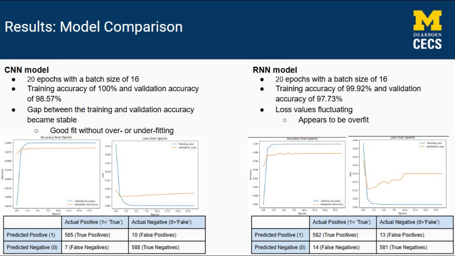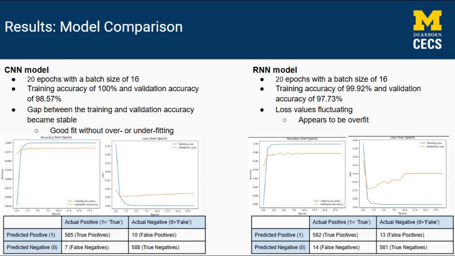So here is the comparison between the CNN model and RNN model. Both the models used 20 epochs and batch size of 16 for the training. For the CNN model, the training accuracy we achieved is 100%, and the validation accuracy is 98.57%. The gap between the training and the validation accuracy became stable. I can see that due to the stableness, it's a good fit. It doesn't have overfitting as well as underfitting.